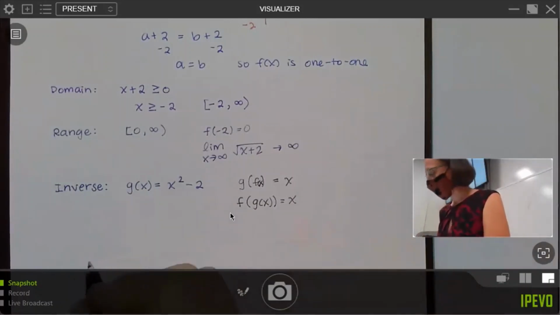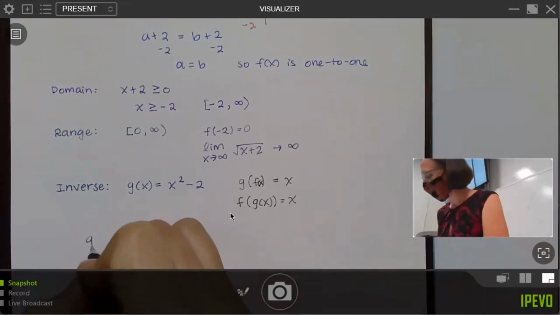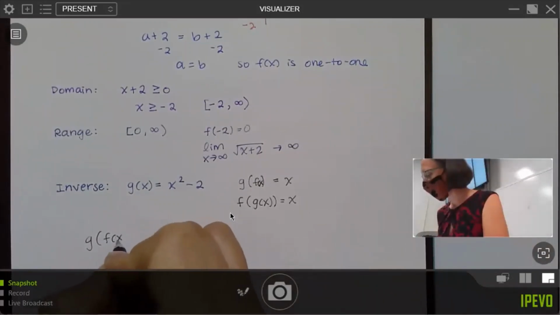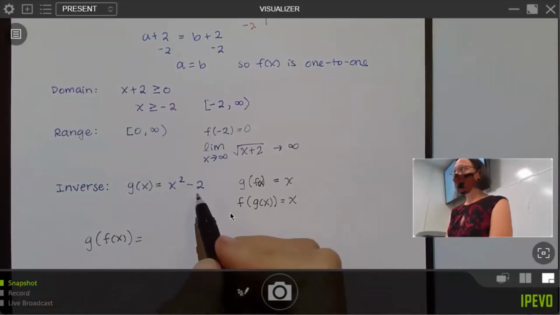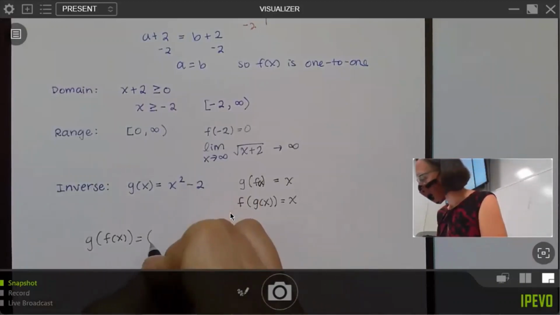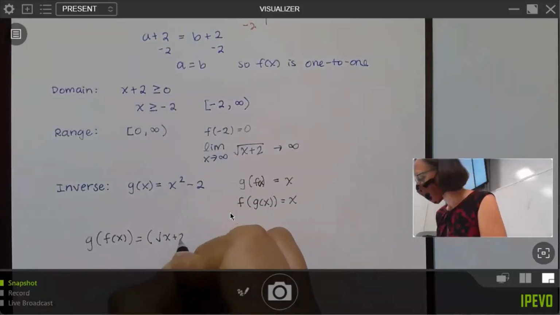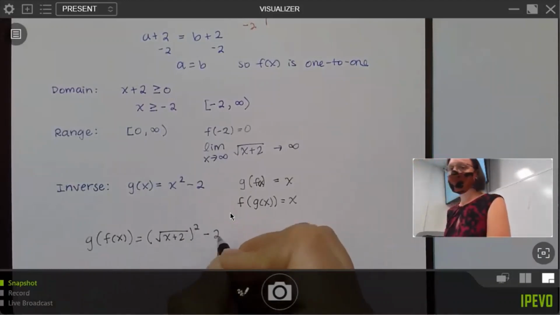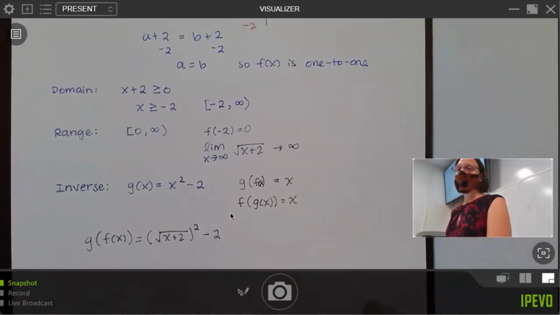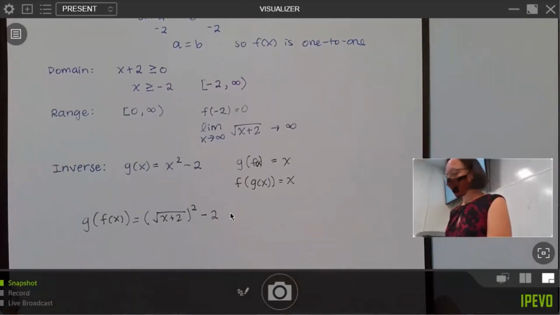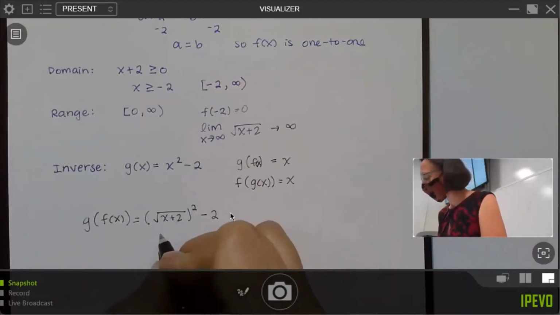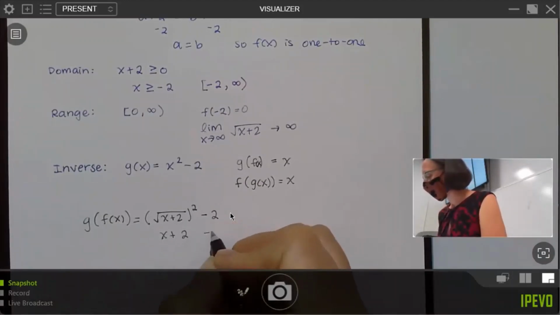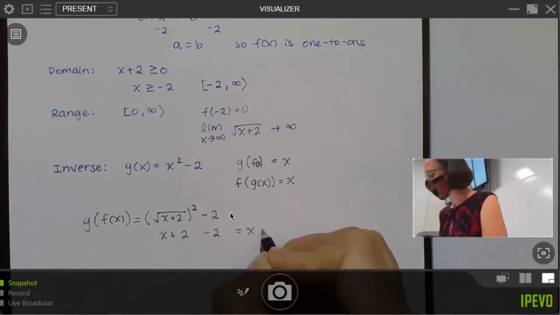So let's look at g of f of x. If we take g of f of x, we're going to plug f of x into this function g. So I would have the square root of x plus 2, squared, and then we subtract 2. Well, if I take the square root of x plus 2 and I square it, I get x plus 2 back. And then we're subtracting 2, and that equals x, and we're good.